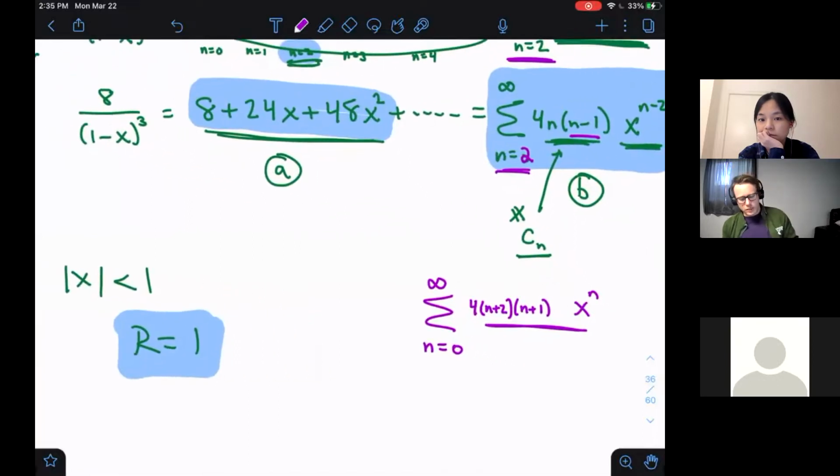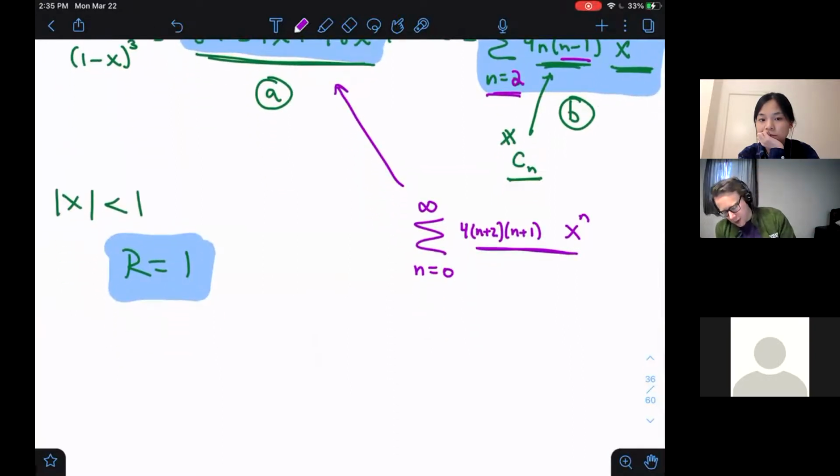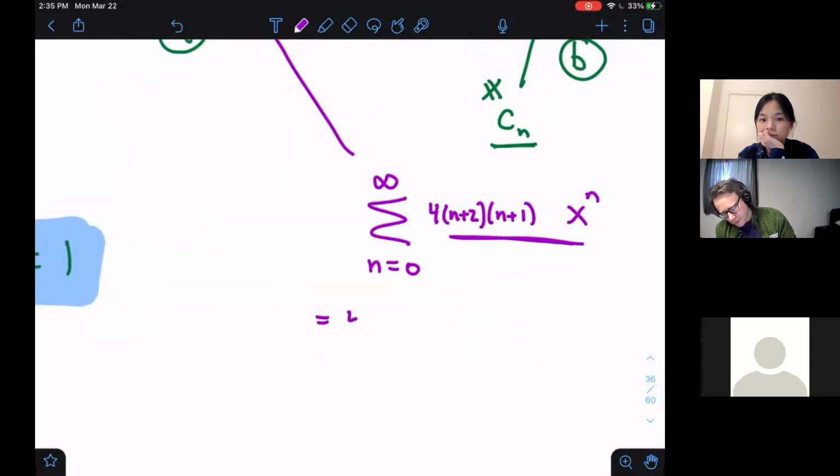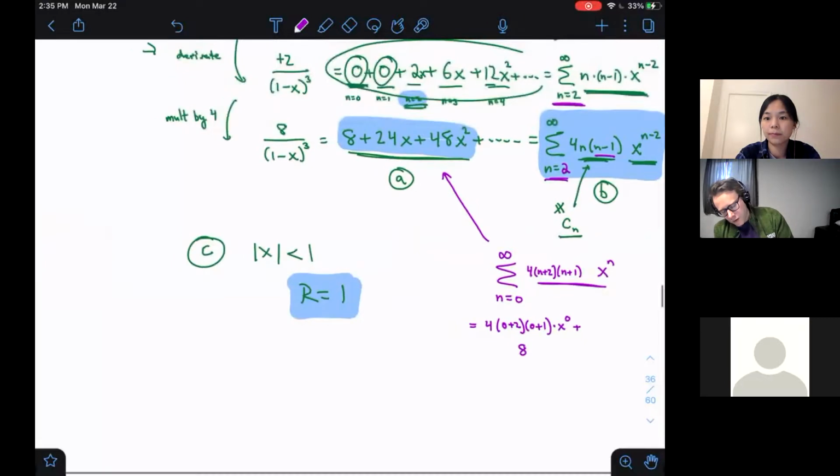So let's be paranoid and double check that this is just another way to rewrite the series. We've changed our index a little bit, and we still get the same series here. So now if I start off at n equals 0, I'd get 4 times 0 plus 2, 0 plus 1 times x to the 0. Well, x to the 0 is 1, and we have 4 times 2 times 1. This is going to be 8. So this right here is going to be the same thing as 8. Okay, so far so good.